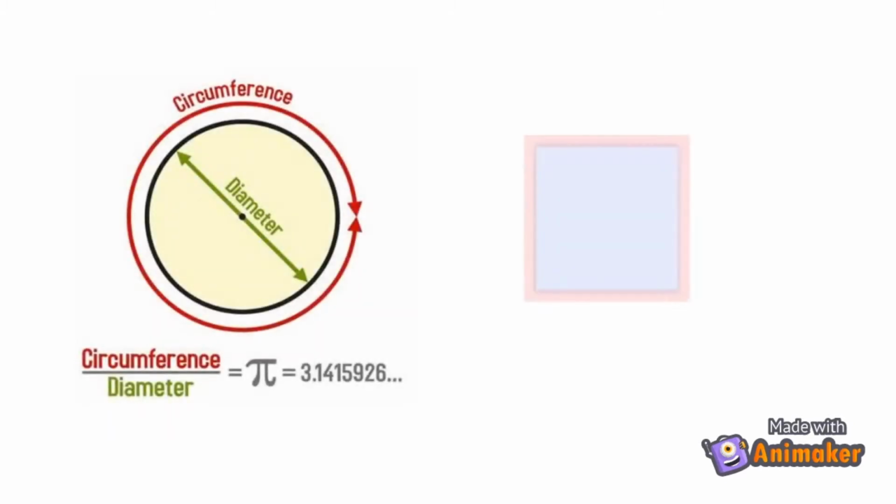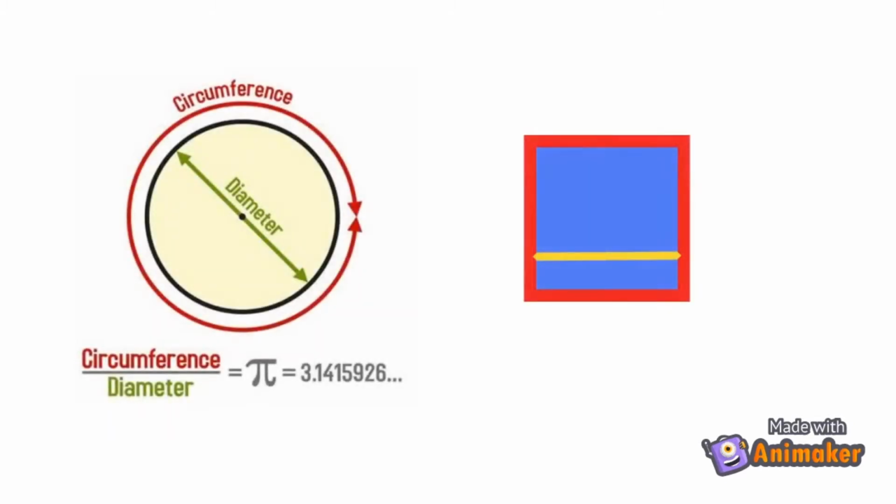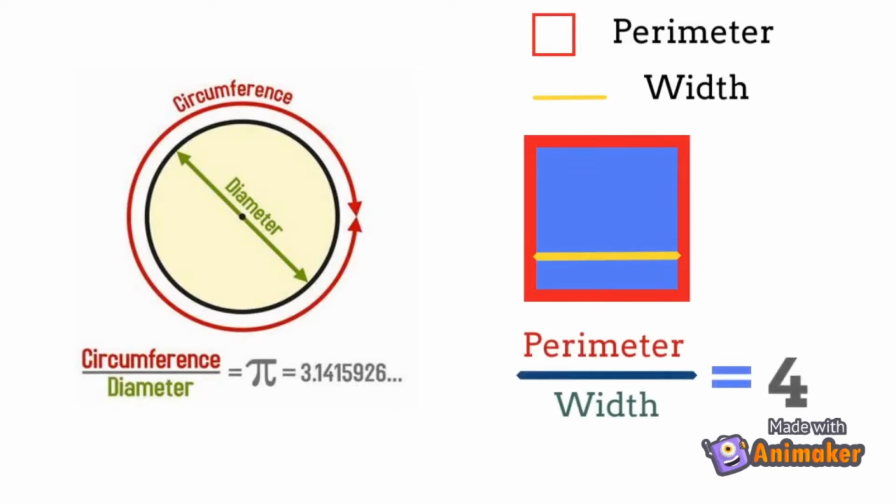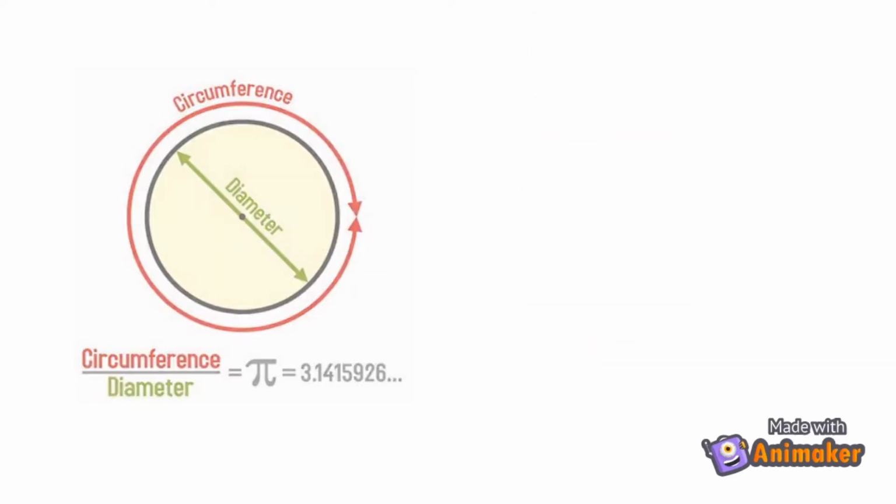The number pi has the same relationship to a circle as the number 4 does to a square. Just as if you were to divide the perimeter of a square by its width, you will always get the number 4. Dividing the circumference of a circle by its diameter, you will always get the number pi. This relationship can be used to determine other properties of the square or circle, such as the area.